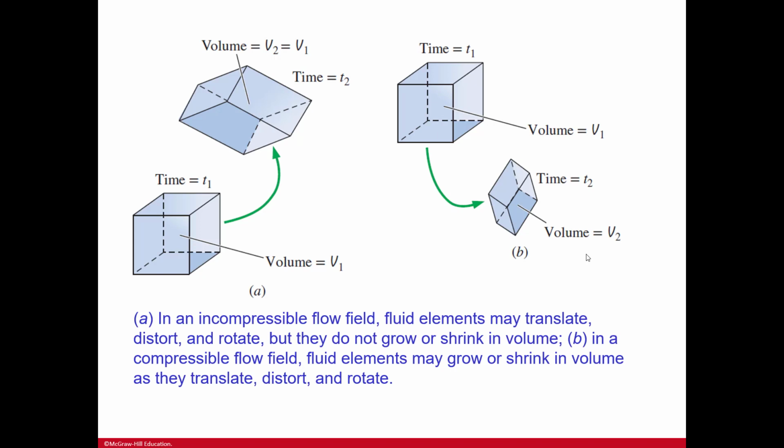Okay? But in addition to that, they're not going to change that overall volume. But they can translate, they can distort, and they can rotate because you can have volume in a plethora of different shapes, right? But in a compressible flow field, you get growing, shrinking, as well as the translation, distortion, and rotation.